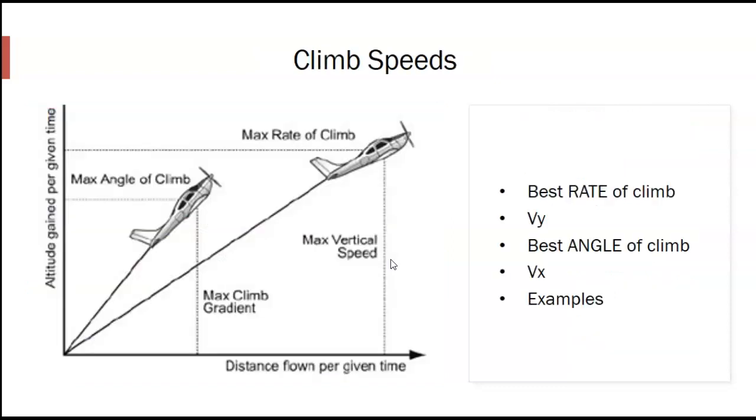Climb speeds make a big difference in climb performance. And the speed that you choose to climb out depends on your goal. If your goal is to get as high as possible in a short distance, then you want to use best angle of climb speed, or Vx, which is slower than the best rate of climb speed, Vy. Vy is the best rate of climb over time, but the best climb over a given distance is Vx.